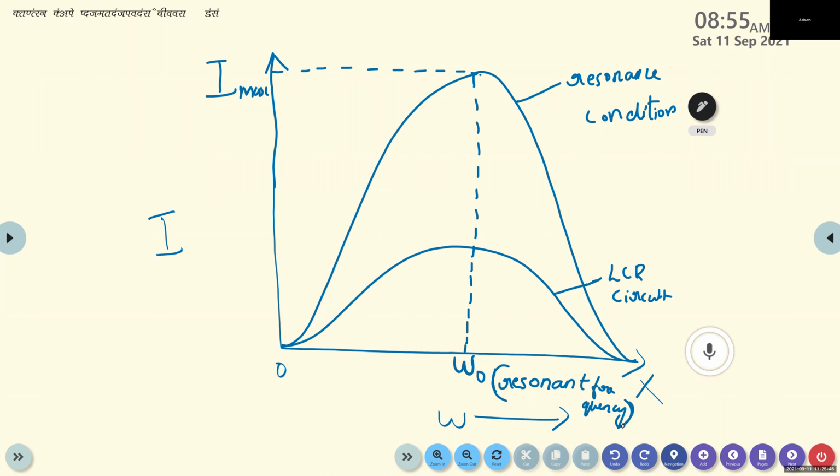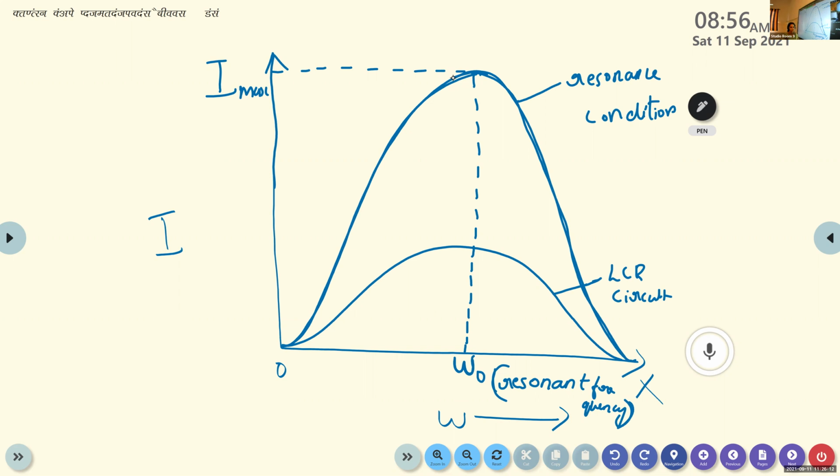Okay. So now we are going to explain the sharpness of resonance, because here we get a sharp graph corresponding to the maximum value of current versus the frequency omega 0. We are going to explain the sharpness of resonance in detail. The sharpness of resonance can be determined with the help of quality factor.